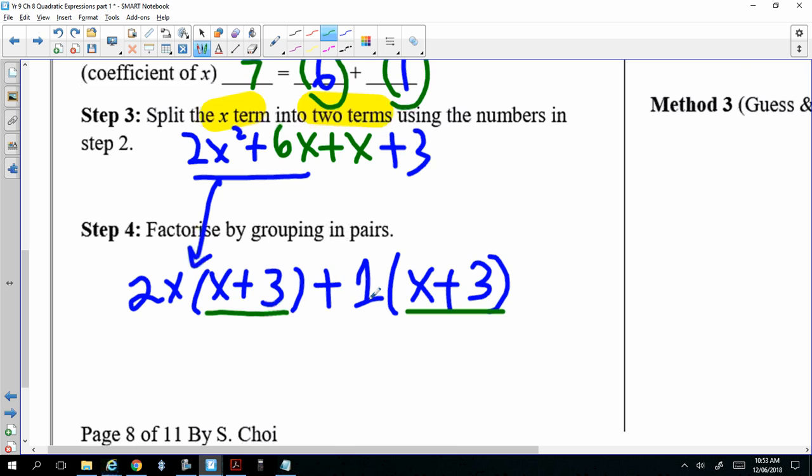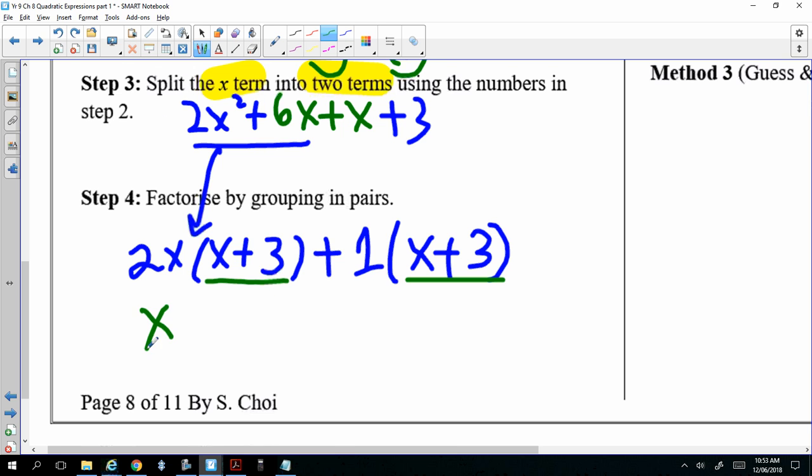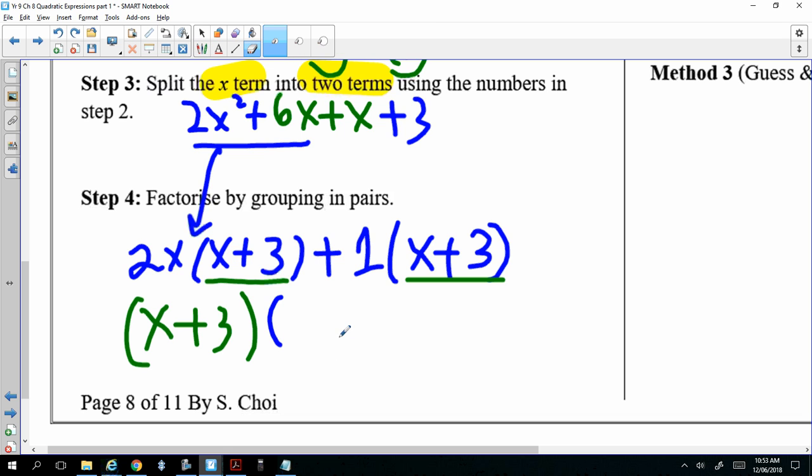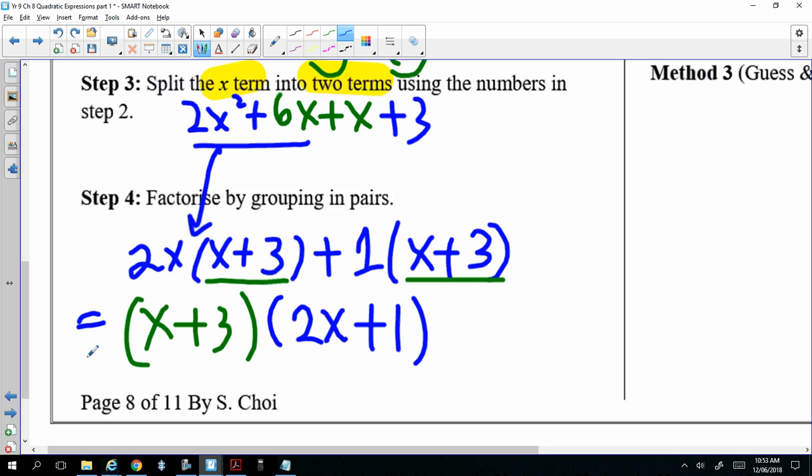So you take x plus 3 out, and you write down the leftovers, which is 2x plus 1. Like this. Any question? So the 2x here, 1 goes here. Now you take the common factor out, x plus 3. What's left over? The 2x and the 1. There's a times, but you don't write it. Okay, so this is method 1.